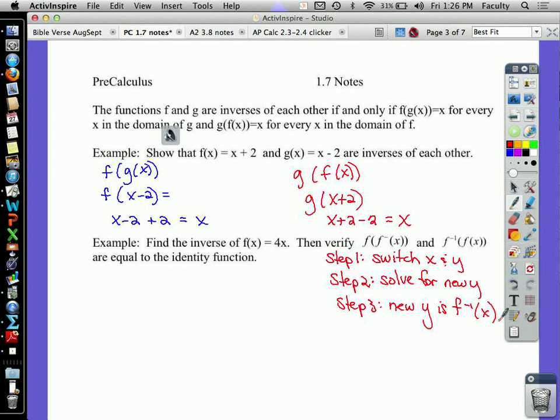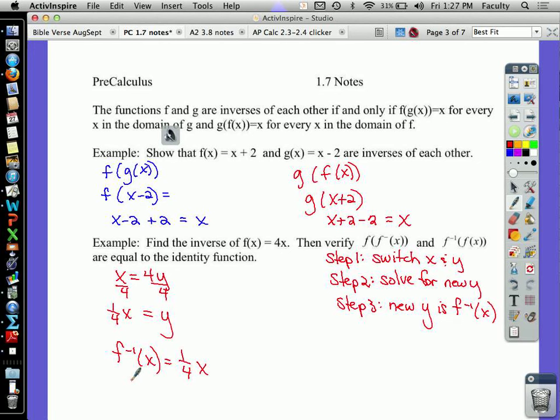So, in this example, it says find the inverse of f of x equals 4x. So I'm going to switch x and y. So this becomes x equals 4y. Divide by 4. Y equals, and you can leave it as x over 4, or you can write that as 1/4 x. This is f inverse. And I hope you remember the notation from Algebra 2, that this is f inverse.